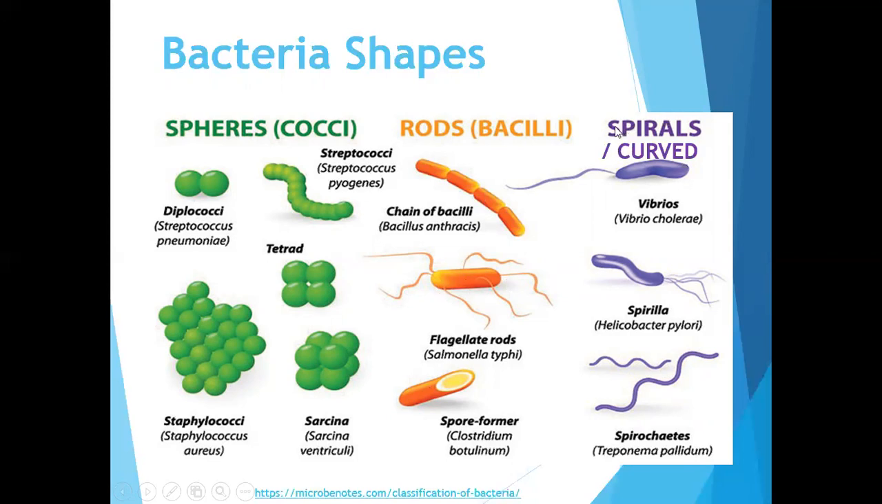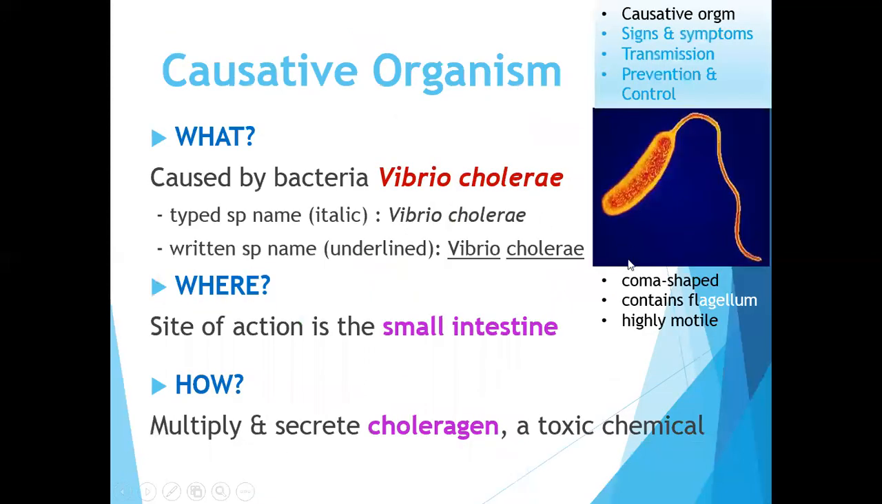Now the third type of shape in bacteria is spiral, or we can also call it curved. Vibrio cholerae is curved, or sometimes I call it comma shaped. Then you have spiral as well. So Vibrio cholerae is a comma-shaped bacterium which contains a flagellum. And because it contains one flagellum, it's highly motile. Motile means it can move. Highly motile means it can move very fast.